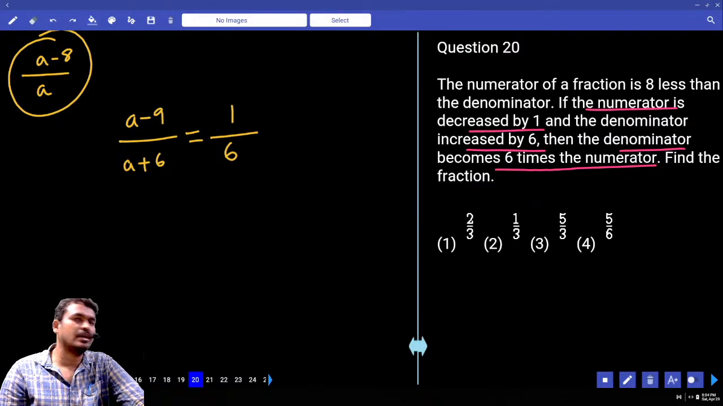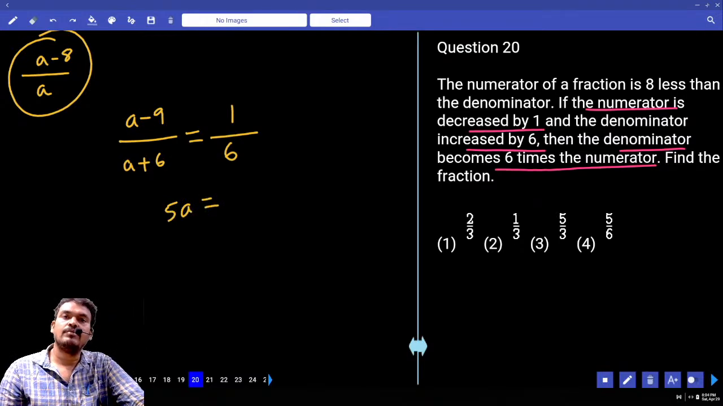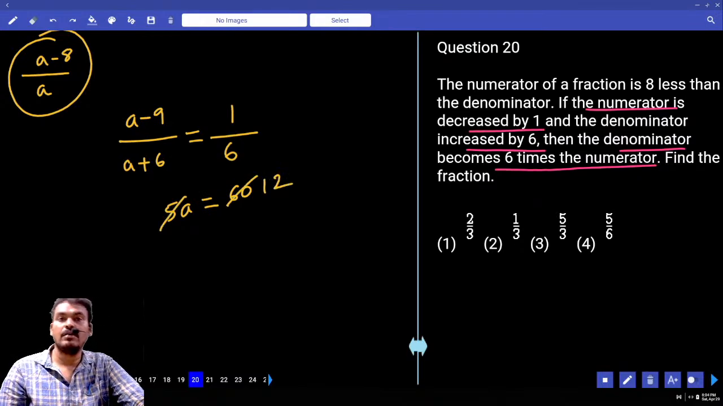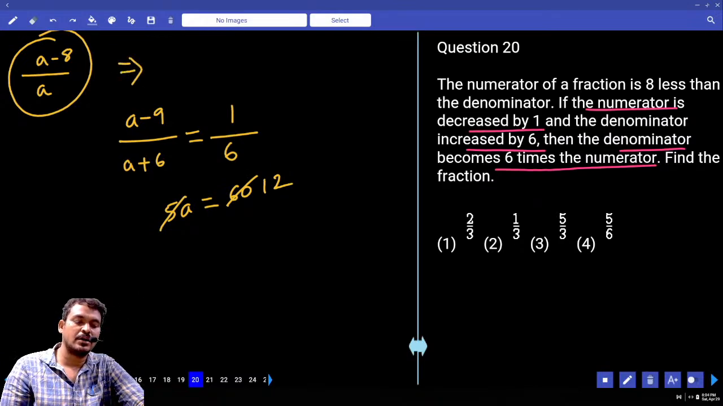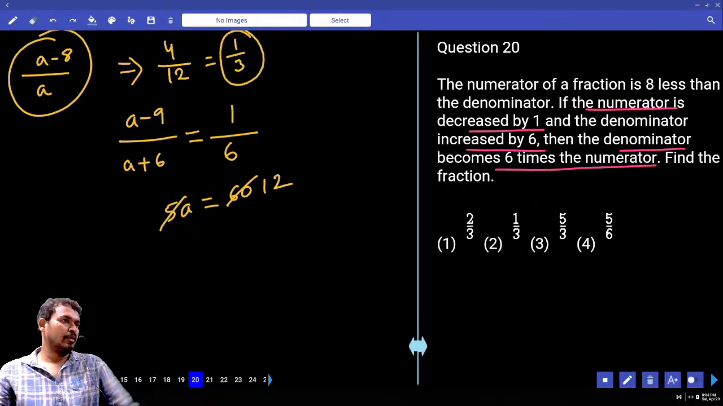Simplifying, we get the A value. 6A minus A is 5A, and 6 nines are 54 plus 6 is 60. 5A equals 60, so A is 12. But we require the original fraction. The numerator is 12 minus 8, so the fraction is 4 by 12, which is 1 by 3. Verification is also possible, but there are two possibilities for verification.